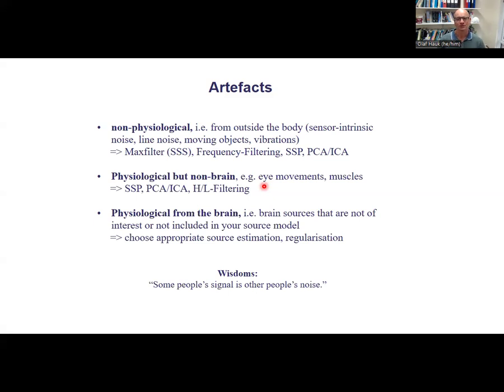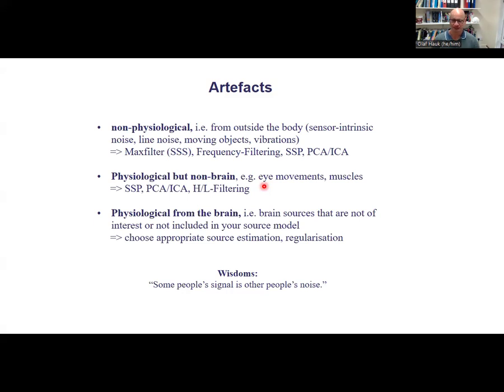There are some wisdoms that I would just like to get out of the way. Talking about this physiological noise from the brain, some people's signal is other people's noise. One example might be the alpha rhythm, which is usually a nuisance in my own experiments. When I look at event-related potentials for words or pictures, I don't want this kind of brain rhythm left in my baseline. So I don't want my participants to get drowsy and produce this 10 hertz rhythm, which is not really of interest to me.